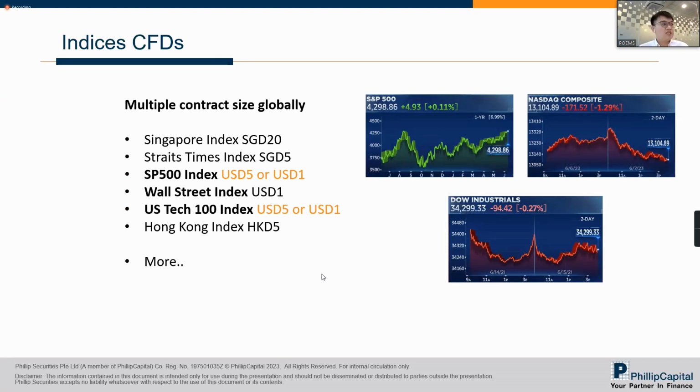So for indices in CFD, we have multiple contract sizes globally, like Singapore index SGD 20, or Straits Times index SGD 5, which is times 5. Singapore index SGD 20 is actually times 20, or S&P 500 index USD 5 or USD 1. For Wall Street index, we have USD 1; US Tech 1000 index, we have USD 5 or USD 1. For Hong Kong index, we have Hong Kong dollar 5 and more. Also, we have more. If you have time, you can refer to our platform and try the demo, where we offer quite a lot of indices as well.